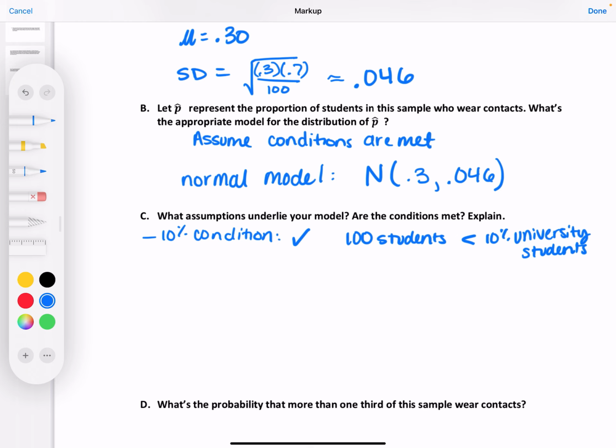All right, what else are we assuming? We're assuming np is greater than or equal to 10. Okay, so success, failure. So np is greater than or equal to 10 because 0.3 times 100 is 30.